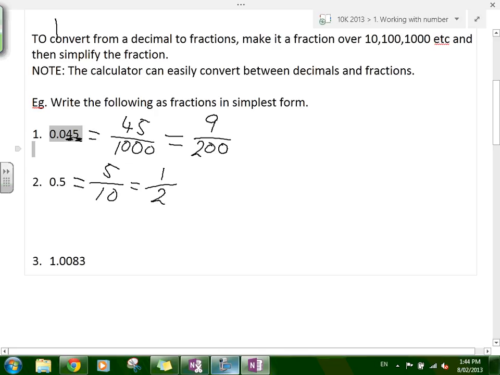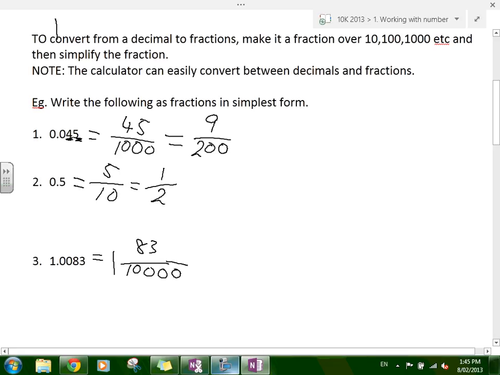Okay. This one, 1.0083. Well, the 1 you can think of as a whole. You can just make it a mixed numeral, so you just put the 1 out the front. So you go 1, and then 8 is in the thousandths column, and the 3 is in the ten-thousandths. So if you think about it, it's 83 over 10,000. And this can't simplify any further. So that's what we're doing: 1 and 83 over 10,000.